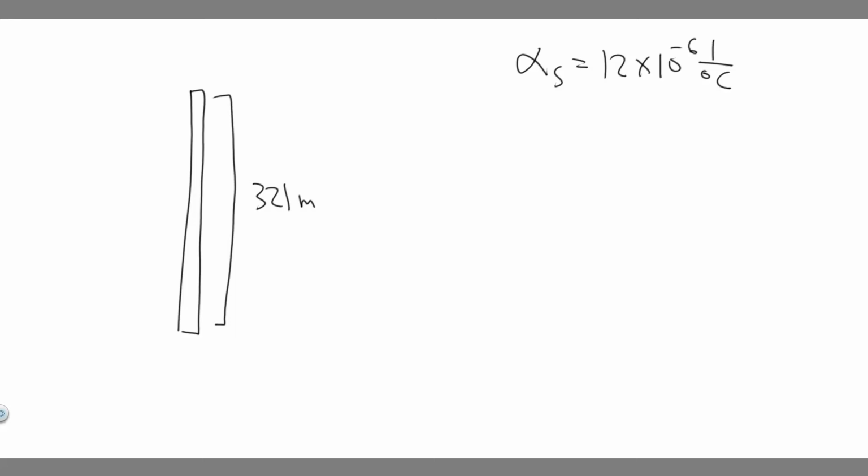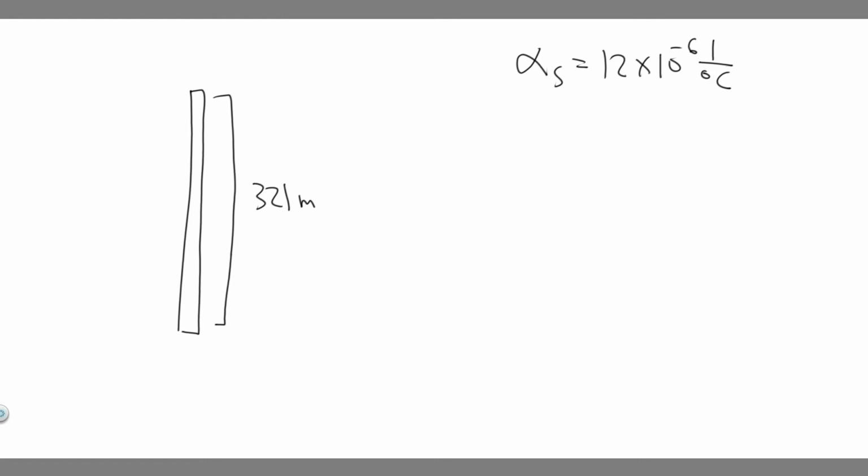In this problem, we're told: how much taller does the Eiffel Tower become at the end of the day when the temperature has increased 15 degrees Celsius? Its original height is 321 meters, and you can assume it is made out of steel. So when you do these problems, you want to imagine it's just one long beam. And so we're also told the initial height, which is 321 meters.